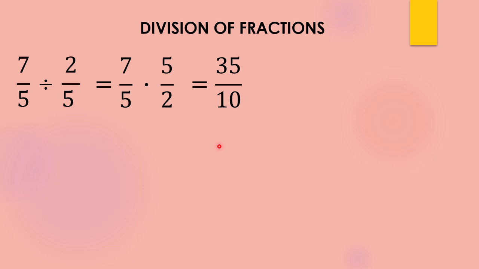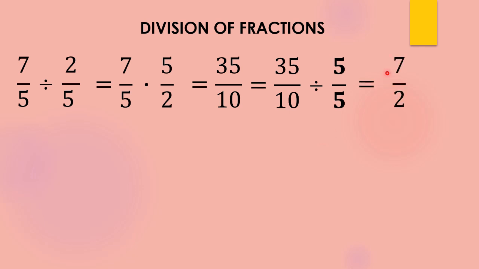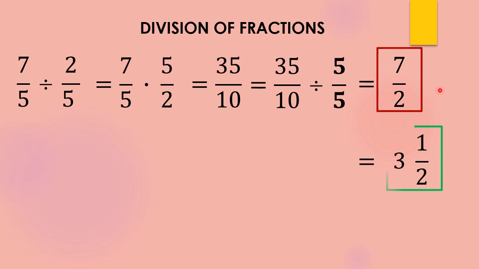So 35 over 10, or we can simplify this fraction to its lowest term by dividing by the common factor. So the common factor of 35 and 10 is 5. So it will give us 7 halves. 35 divided by 5, 7. Then 10 divided by 5 is 2. So 7 halves or 7 over 2 is our final answer. Or we can write this as 3 and 1 half, because 7 halves can also be written as 3 and 1 half.